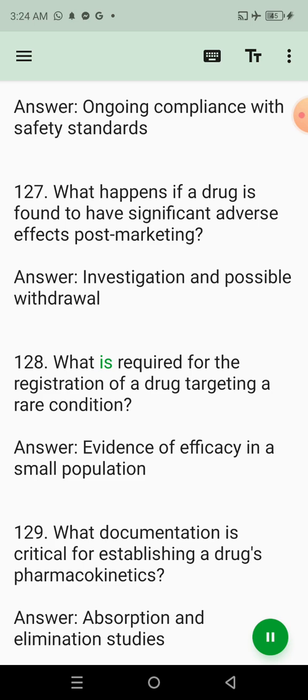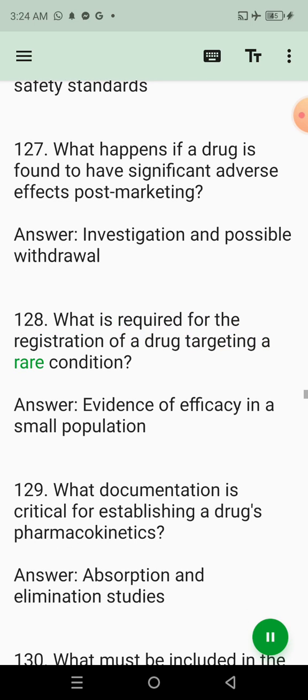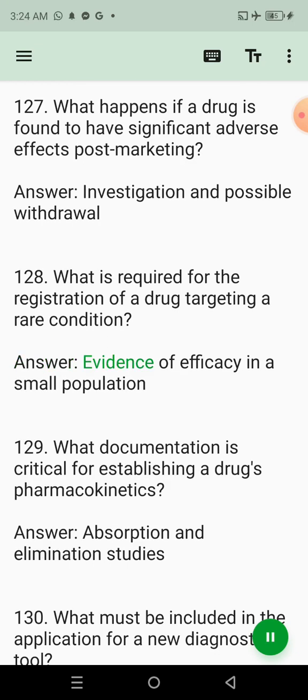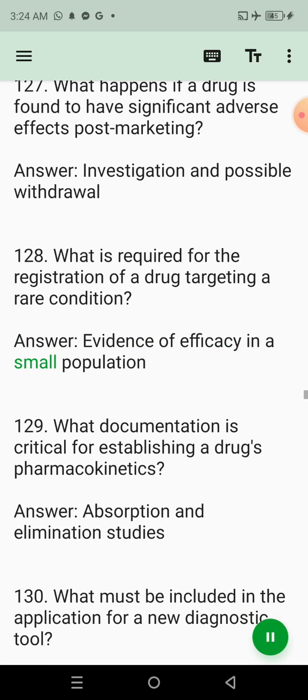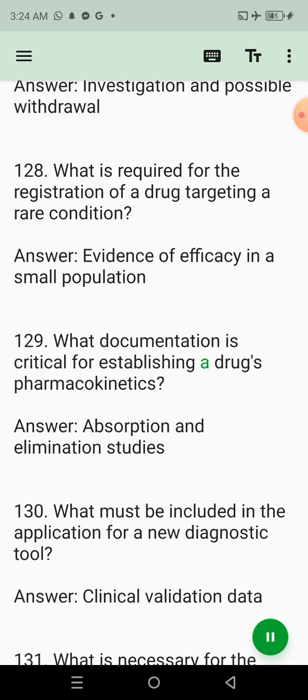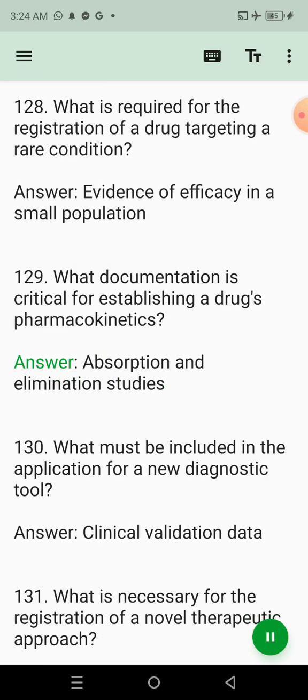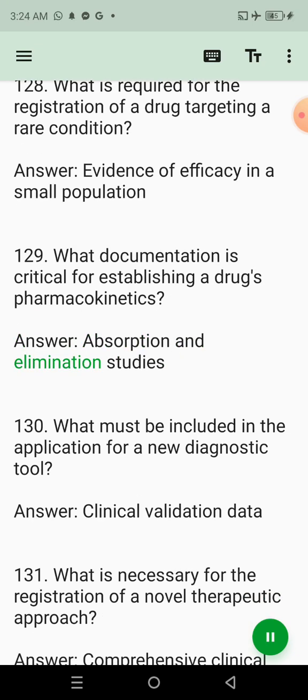128. What is required for the registration of a drug targeting a rare condition? Answer: evidence of efficacy in a small population. 129. What documentation is critical for establishing a drug's pharmacokinetics? Answer: absorption and elimination studies.